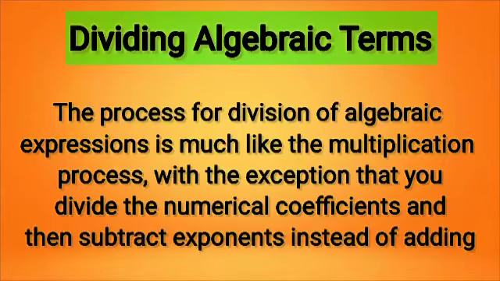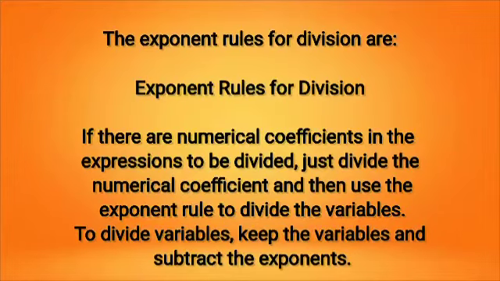Now, dividing of the algebraic terms. The process for division of algebraic expressions is much like the multiplication process, with the exception that you divide the numerical coefficients and then subtract exponents instead of adding. The exponent rules for division are: if there are numerical coefficients in the expressions to be divided, just divide the numerical coefficients and then use the exponent rule to divide the variables. To divide variables, keep the variables and subtract the exponents.